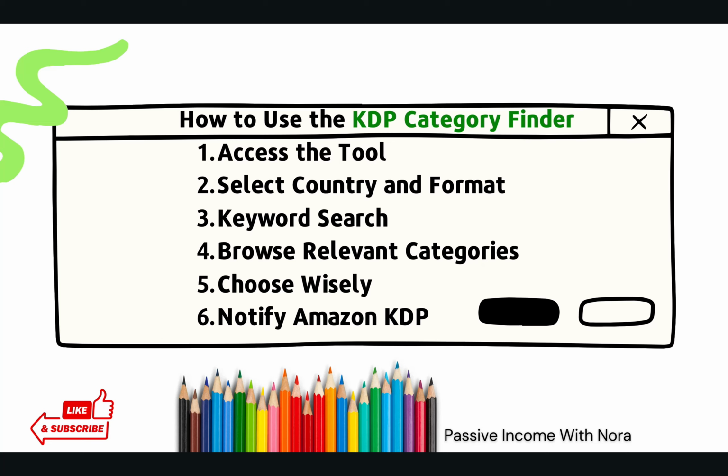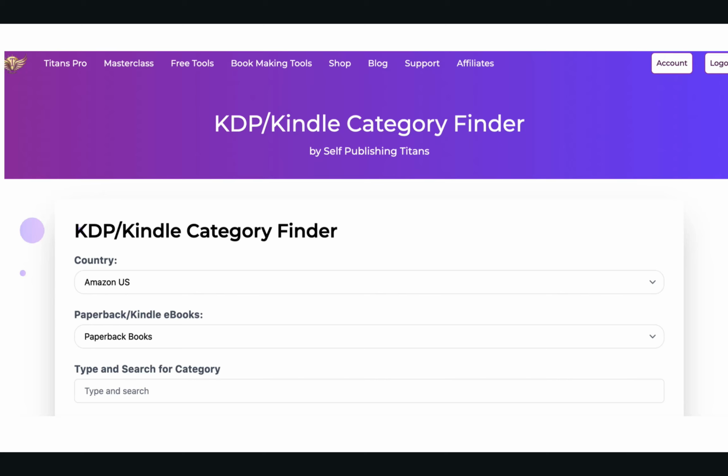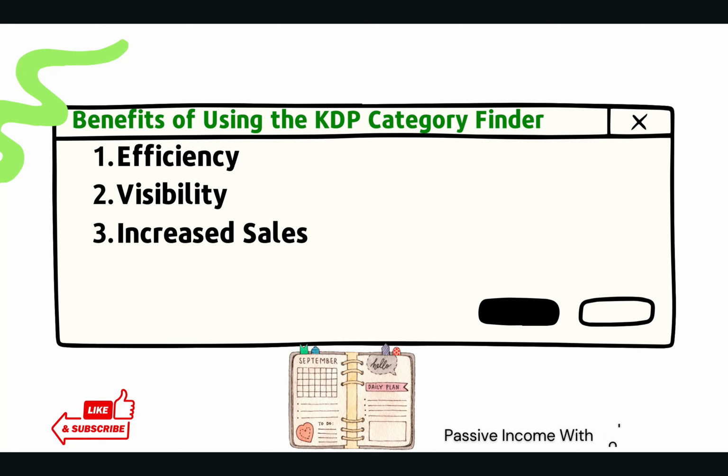So what are the benefits of using this lovely free tool? First of all, efficiency. Now it's time to say goodbye to time-consuming searches looking for the right categories. The tool saves time. It provides a quick and easy solution and allows you to focus on what matters most, which is creating quality content, interiors, as well as covers for your book. The second benefit is visibility. By selecting the most relevant category and identifying it through this tool, you increase the likelihood of your book being discovered by readers.